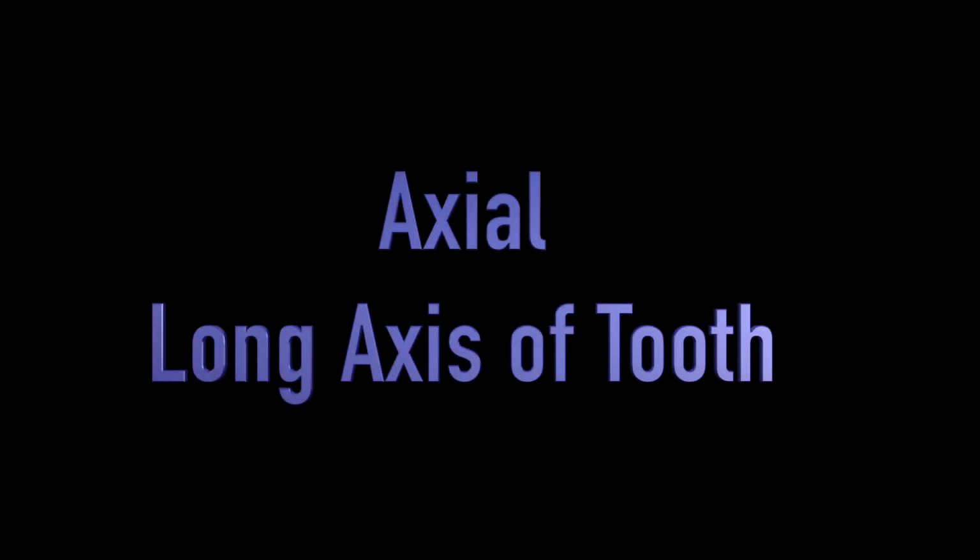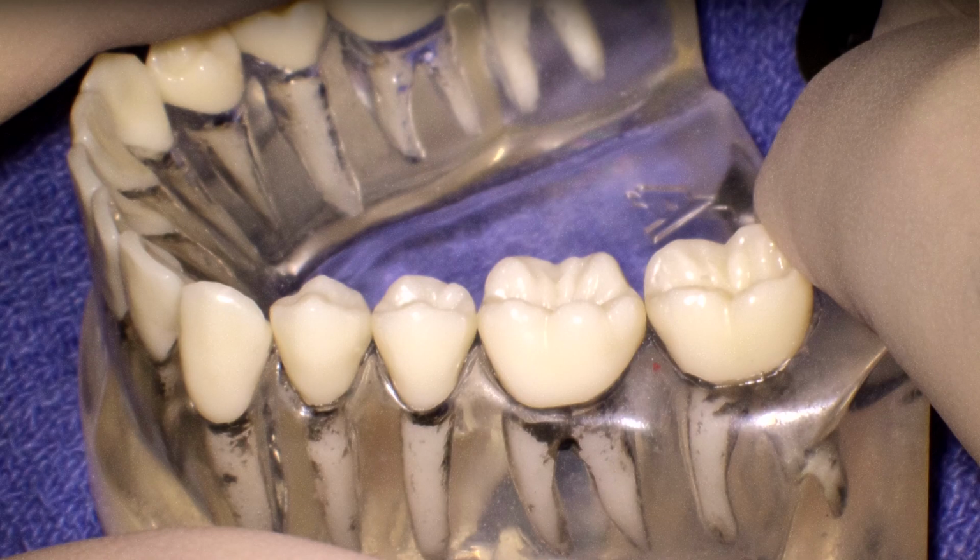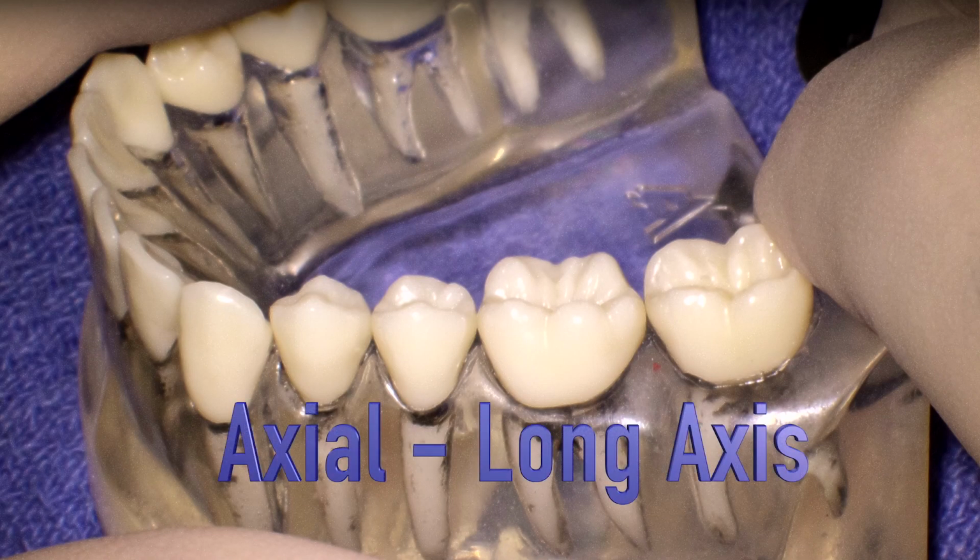Let's take a look at some supplemental terminology too. When we talk about the long axis of the tooth, we're talking about the axial. That may refer to mesial, distal, buccal, or lingual. And when we talk about axial reduction, for example, in tooth preparation, we're talking about reducing tooth structure in the long axis.